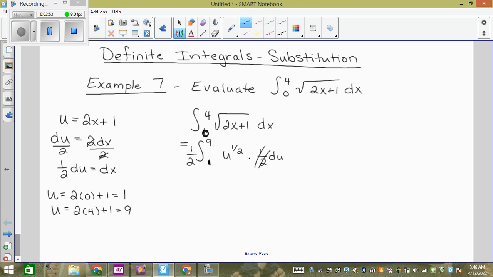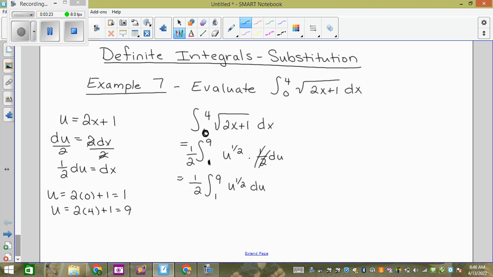Now I'll rewrite it so it doesn't look so messy. So we have 1/2 integral from 1 to 9 of u to the half du. Now you don't have to go back and put the x in once you've integrated it, because you changed the x values to u's. So all we have to do now is integrate the u and then plug in the 1 and the 9 and we're done. You don't have to bring this 2x plus 1 back. Okay?